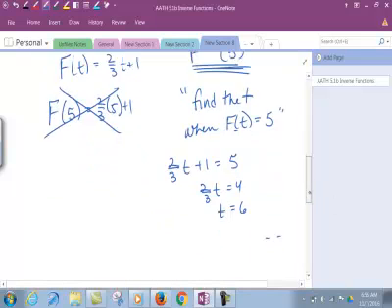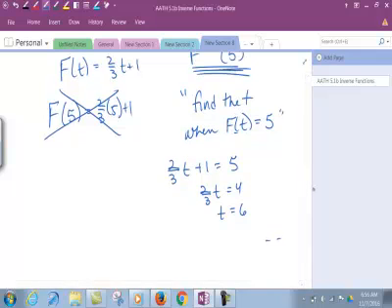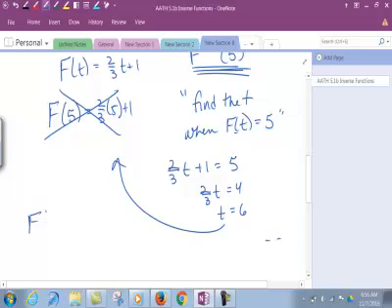Very good. So what did we find? We found that if we go back to the original function and put 6 in the original function, we should get out 5. So let's check it out. f of 6 means to put 2/3 times 6 plus 1, and 2/3 of 6 is 4, and 4 plus 1 is 5.